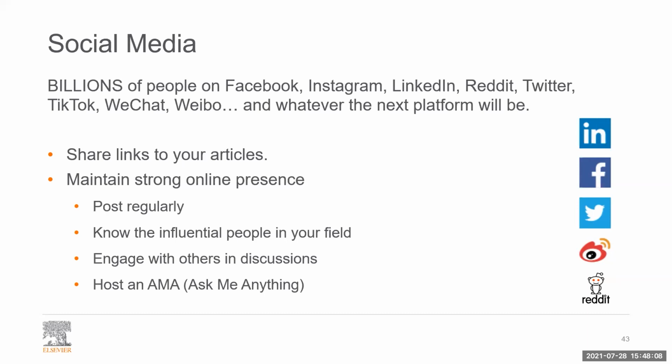And then also follow influential researchers in your field, engage in discussions there so that people get to know you, get to know what you're working on. A great way, when you're researching a specific topic, is to have what they call AMA, Ask Me Anything, and really engage with an audience about your research.